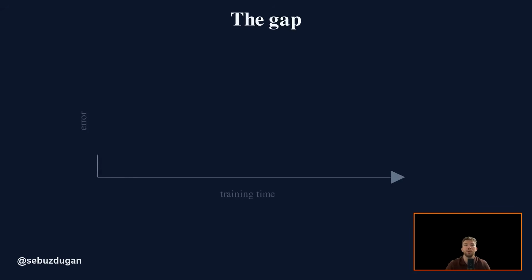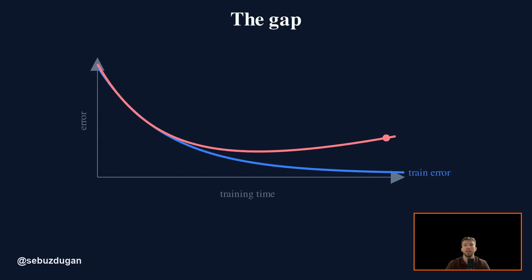So how do we spot overfitting? The clear tell is the gap. As training goes on, the training error keeps dropping. At first, the test error drops too, but then the test error starts to rise. That growing gap is the warning sign.